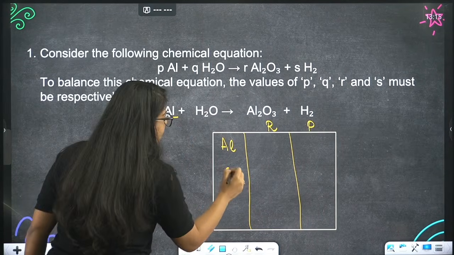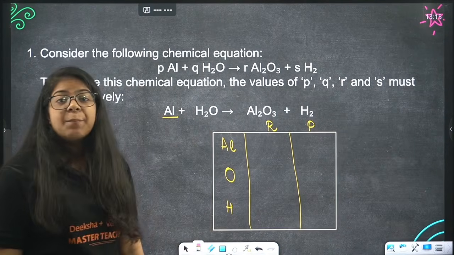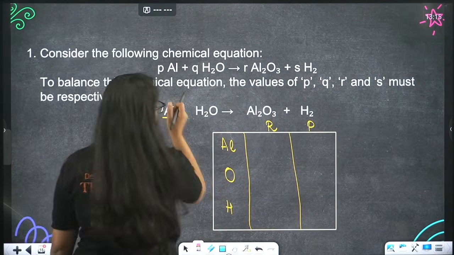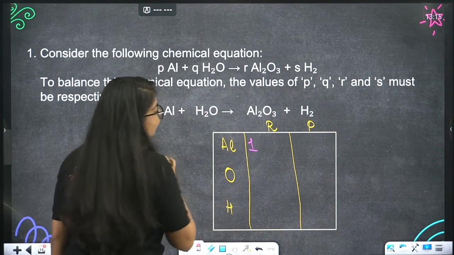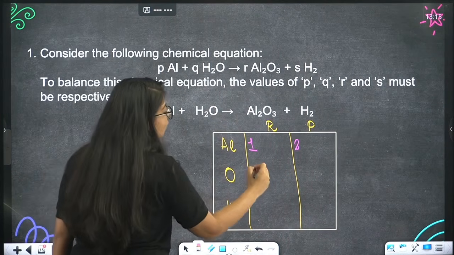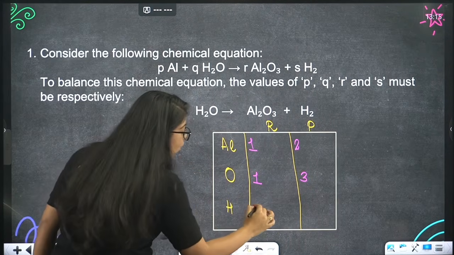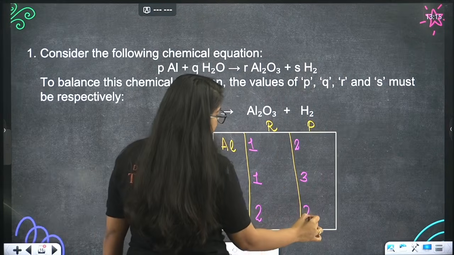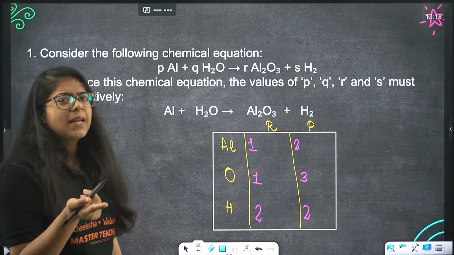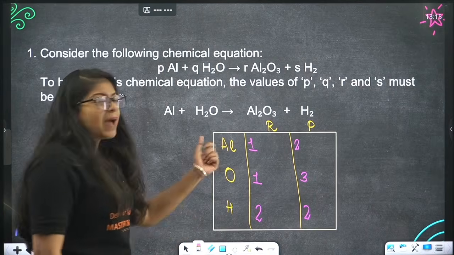Non-metal is not there, so we'll write oxygen, then hydrogen. Then we'll see the number of elements on both the reactant side and product side. On the reactant side, the number of aluminiums is simply 1. On the product side, the number of aluminium is 2. Unbalanced. Then oxygen, 1 on the reactant side and 3 on the product side. Then hydrogen, 2 on the reactant side and 2 on the product side. So hydrogen is balanced, but we know that in order to balance something, we might unbalance something else. So let's balance aluminium first.